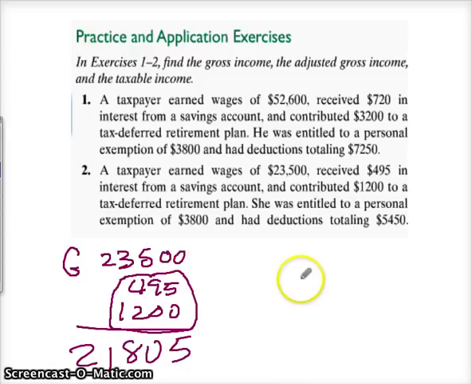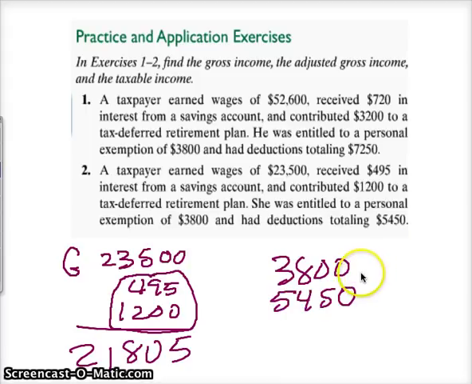Now, then it says she was entitled to a personal exemption of $3,800, and her deductions totaled 5,450. So as you know, you have to subtract these two numbers from the AGI. You could do it one at a time. You could add them together. It doesn't matter. I'm going to add here. This is 8. This is 9,250. Okay, what do I do with $9,200 and $21,000?